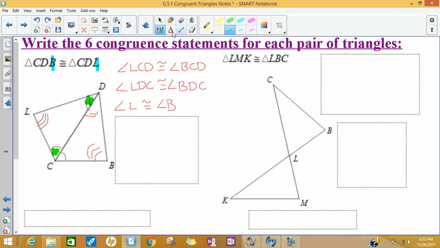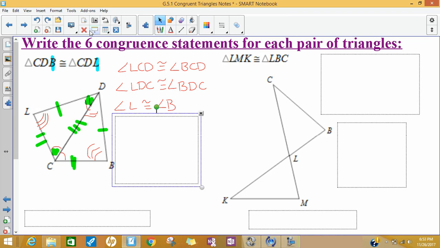If I look at my sides, I have LD and BD. I have CB and LC. And then CD and CD congruent to each other.